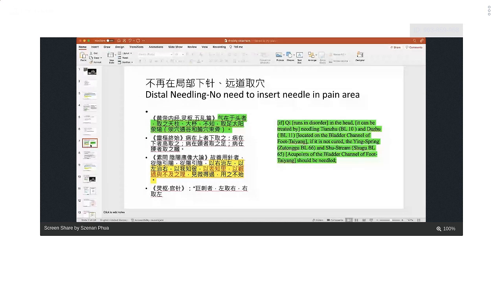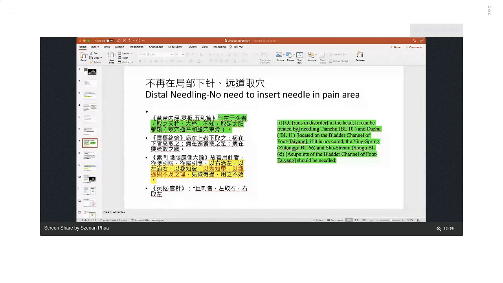And then it says if it is not cured, then needle the ying spring and shu stream. The ying spring on the bladder meridian is Zhutonggu, bladder 66, and the shu stream is Shugu, bladder 65. So those acupoints of the bladder channel of foot taiyang should be needled.